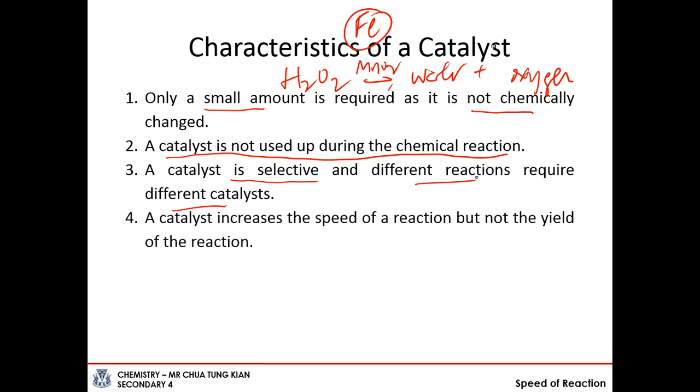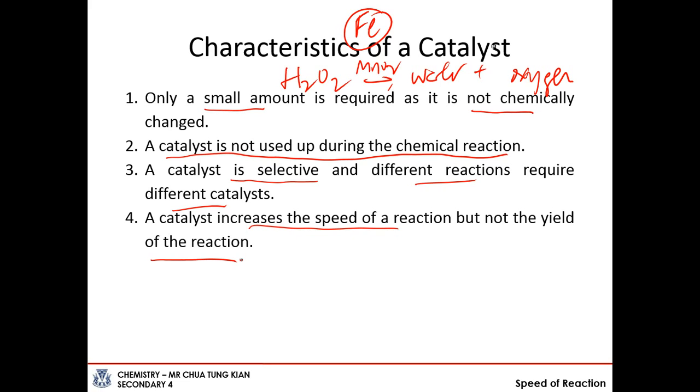A catalyst increases the speed of a reaction but does not increase the yield of a reaction. So what it does is simply make the reaction go faster. It doesn't give you more product, because how much product you have depends on how much reactants you put in the first place. So it makes a reaction go faster. You get the same amount of product but in a shorter period of time.